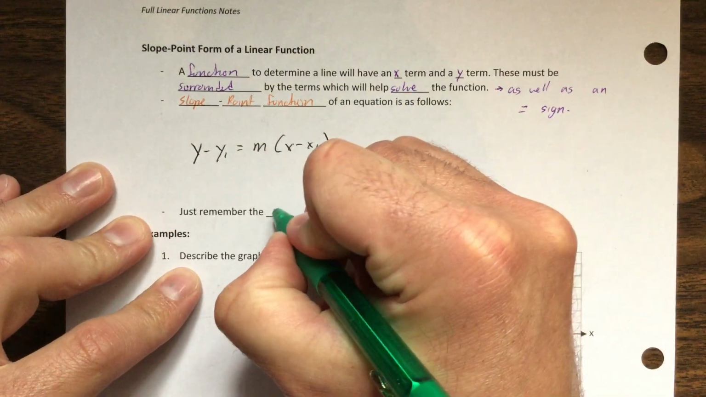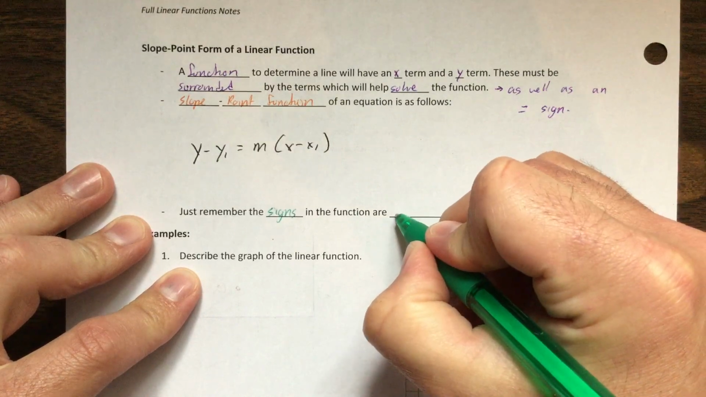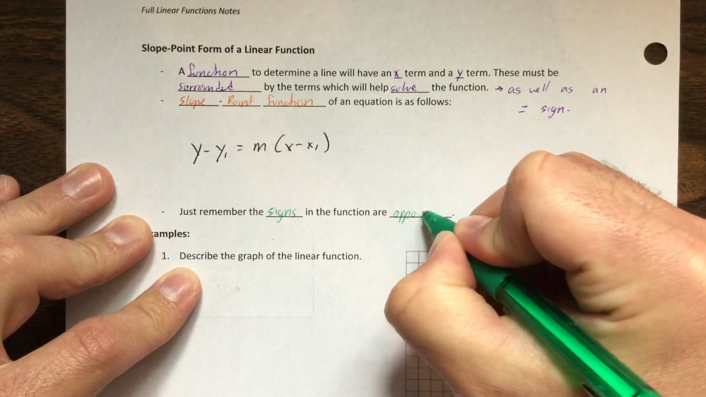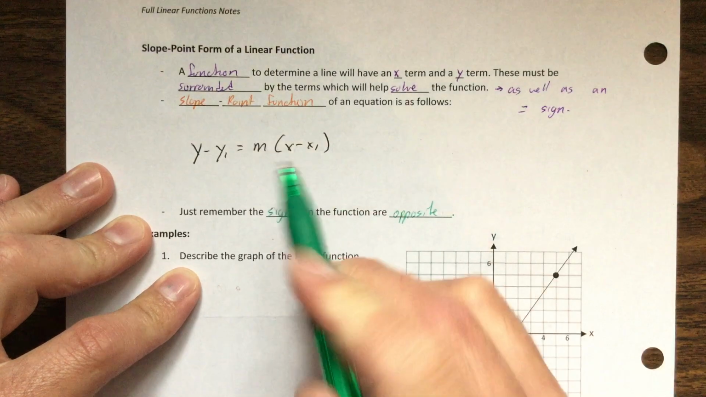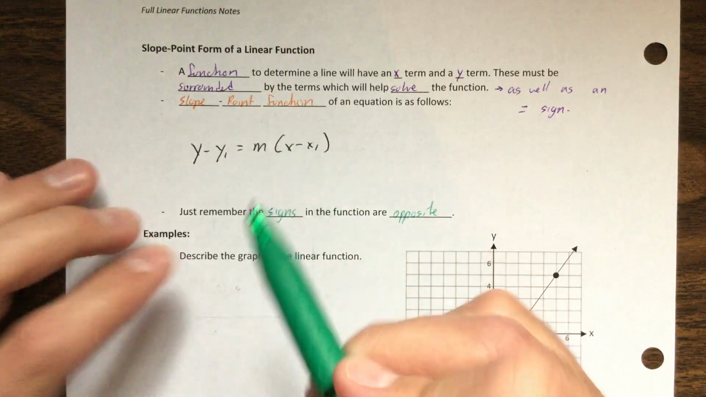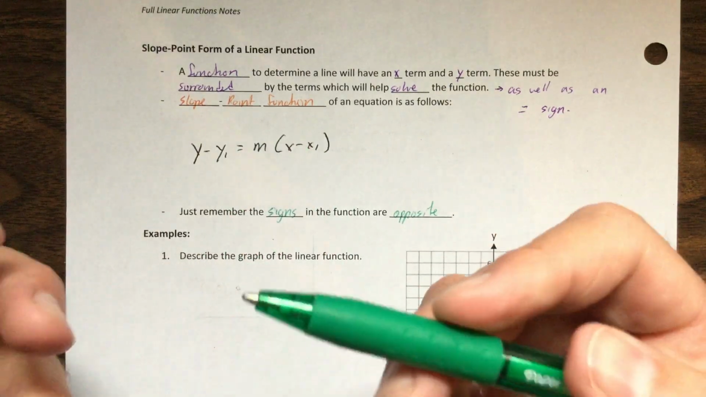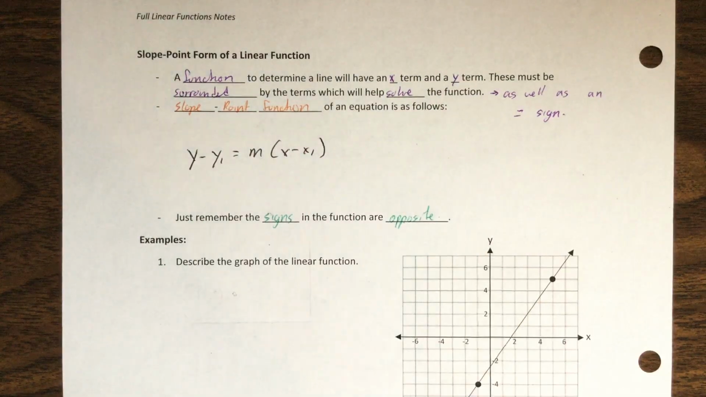Now, just a reminder that the signs in the function are opposite of the point. Because we're subtracting x1, when we actually come up with an equation, the sign that's here is going to be opposite of what the actual x1 is, and same thing with y1. We'll go through that in just a little bit.